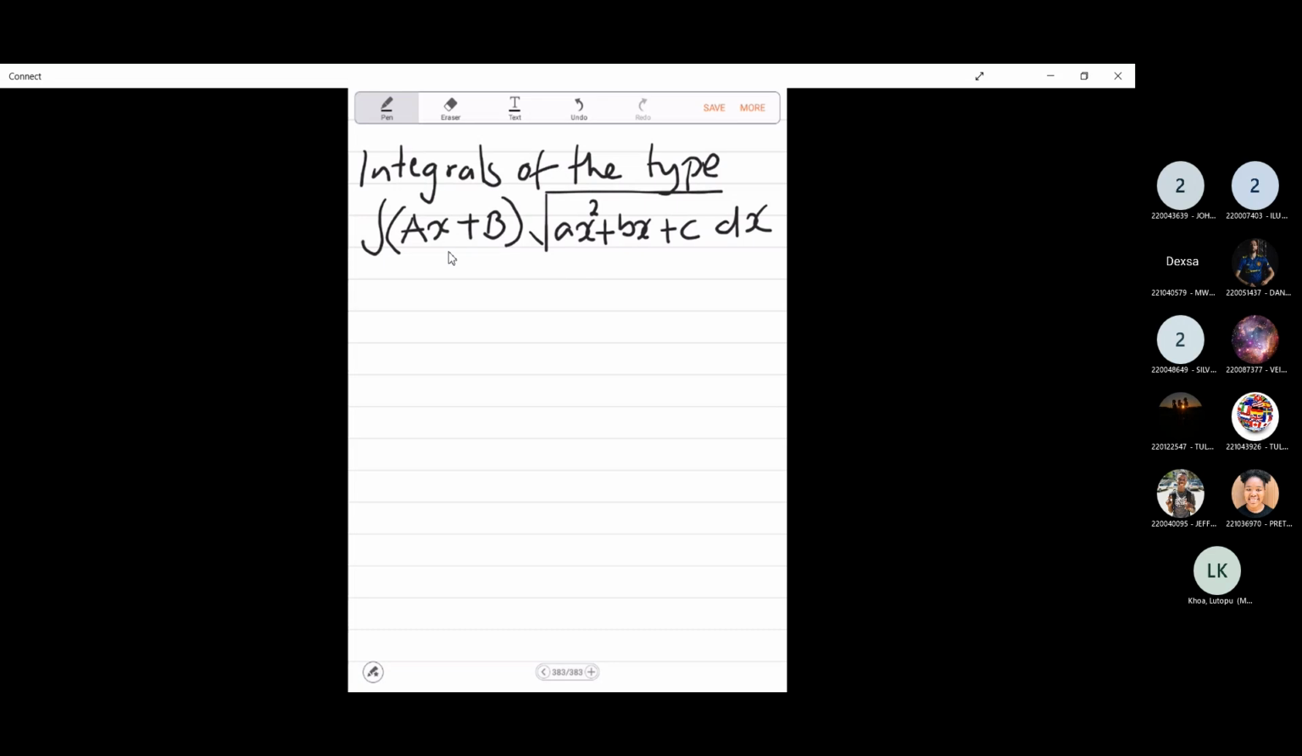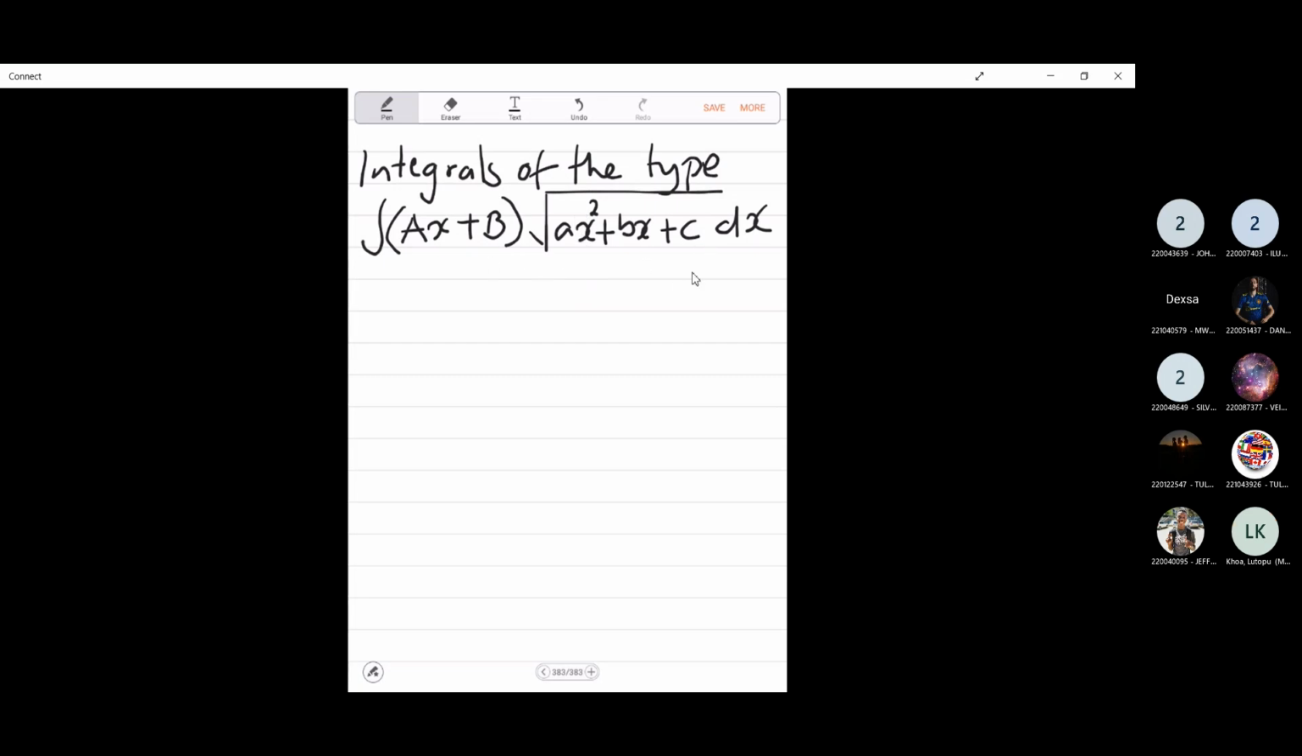Now, when you have a term multiplying your square root, you want to separate it and write it as a sum, where the first part is the derivative of what you have under the square root, and then you can just use u substitution to integrate that. The second part will be a constant multiplying your square root, and you can integrate this one the way we have been doing it. So I'm looking at an example of how this goes.